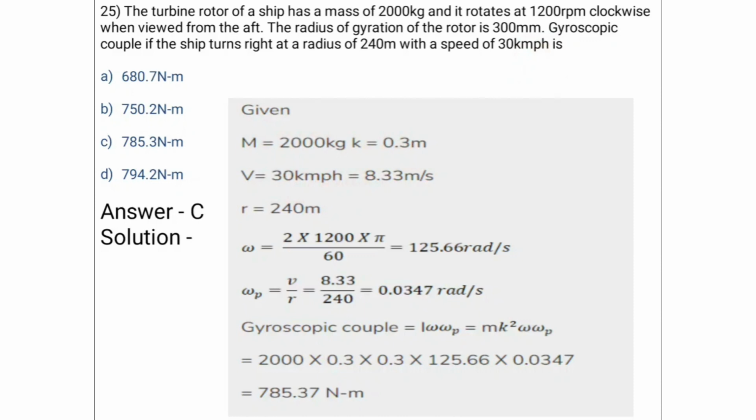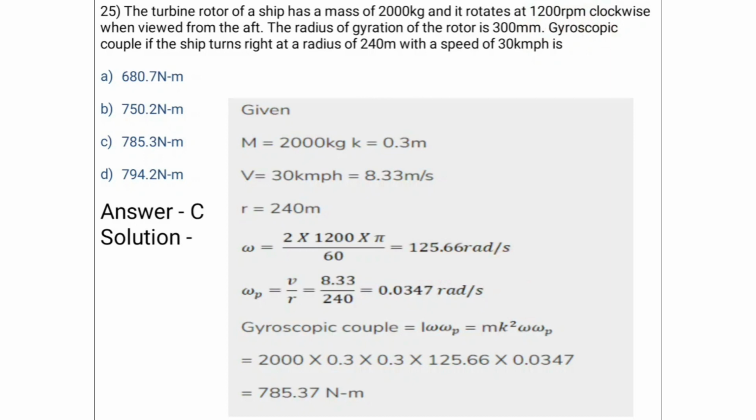First you calculate the angular speed, that is nothing but 2 pi n by 60, and the rotational speed is given as 1200 rpm. Just put over here, you will get the required solution for angular speed as 125.66 radians per second.